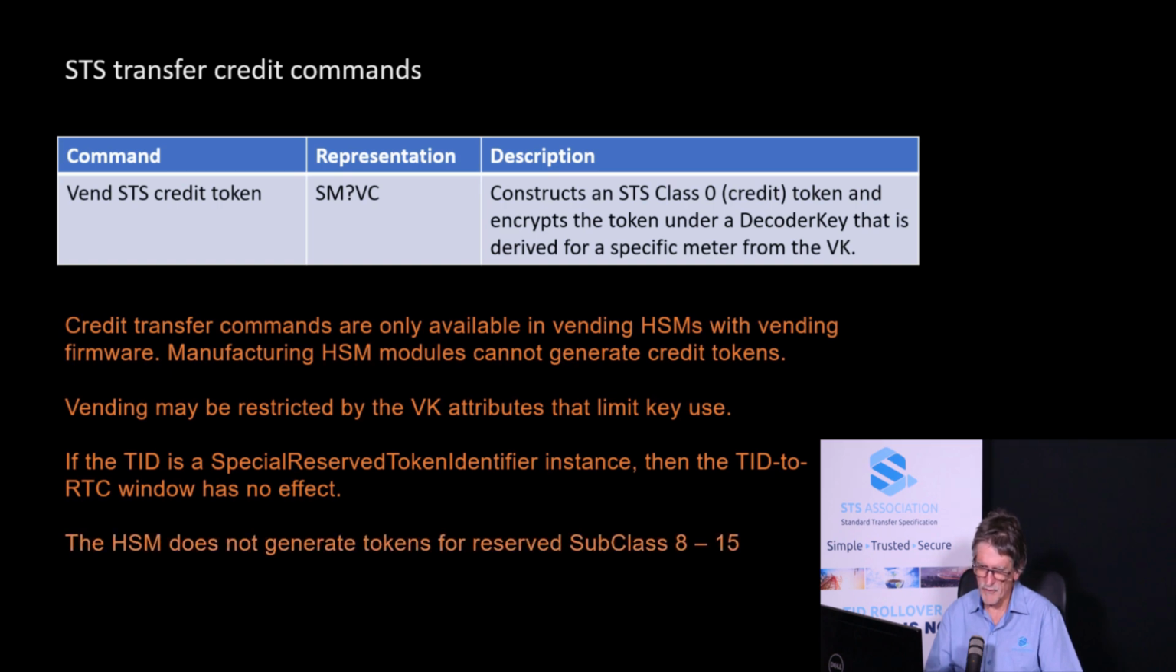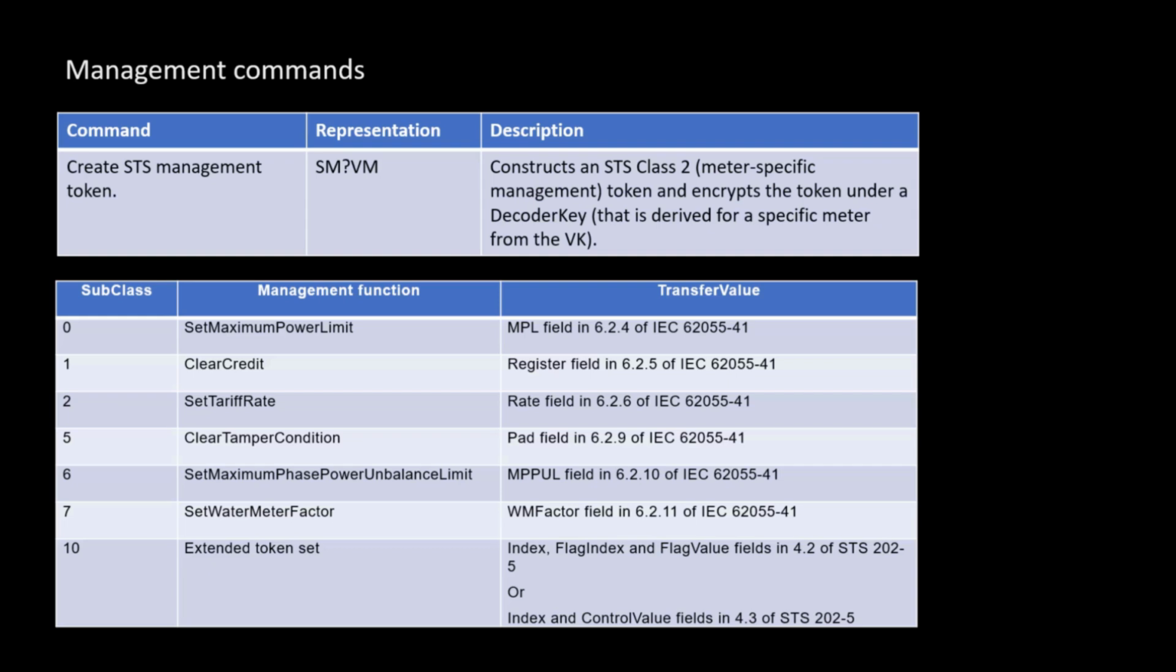Also, please note that the secure module does not generate tokens for reserved subclasses 8 to 15. Under management commands, this is the SMVM command. This will construct an STS class 2 meter-specific management token and encrypt the token under a decoder key that is derived for a specific meter from the vending key.